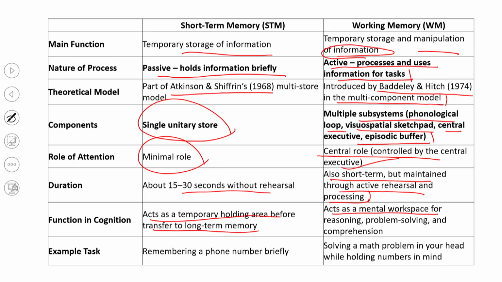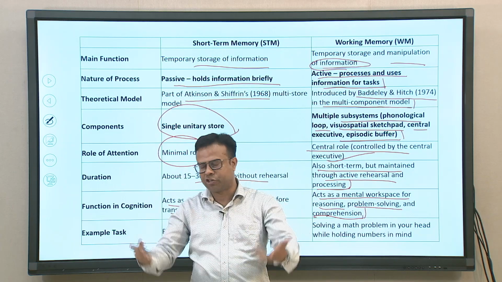Working memory acts as a mental workspace for reasoning, problem solving and comprehension. So, it can take information from long term memory as well as from sensory memory, and it takes all the information necessary and manipulates it to solve problems, make decisions and so on.